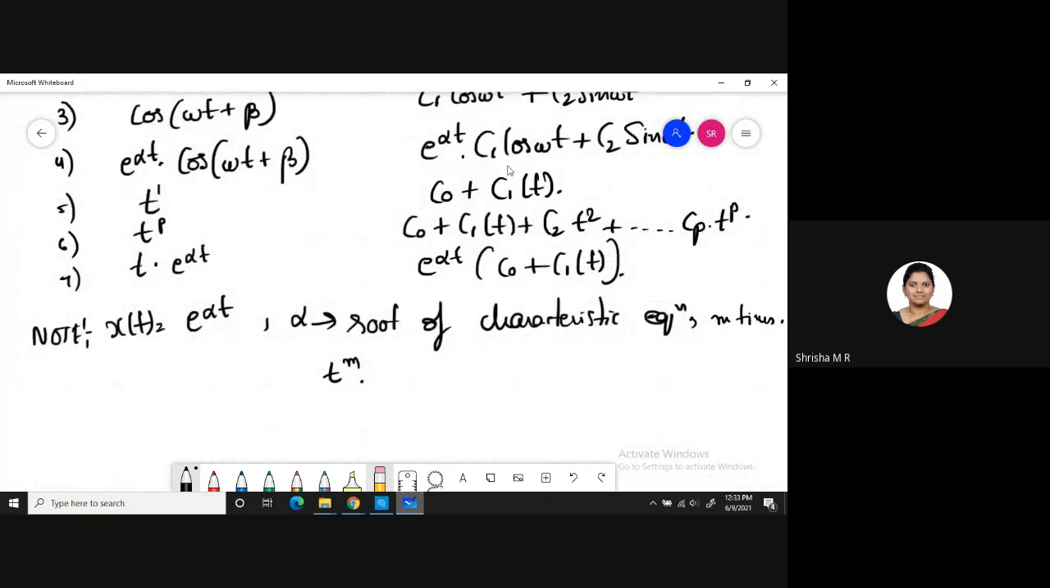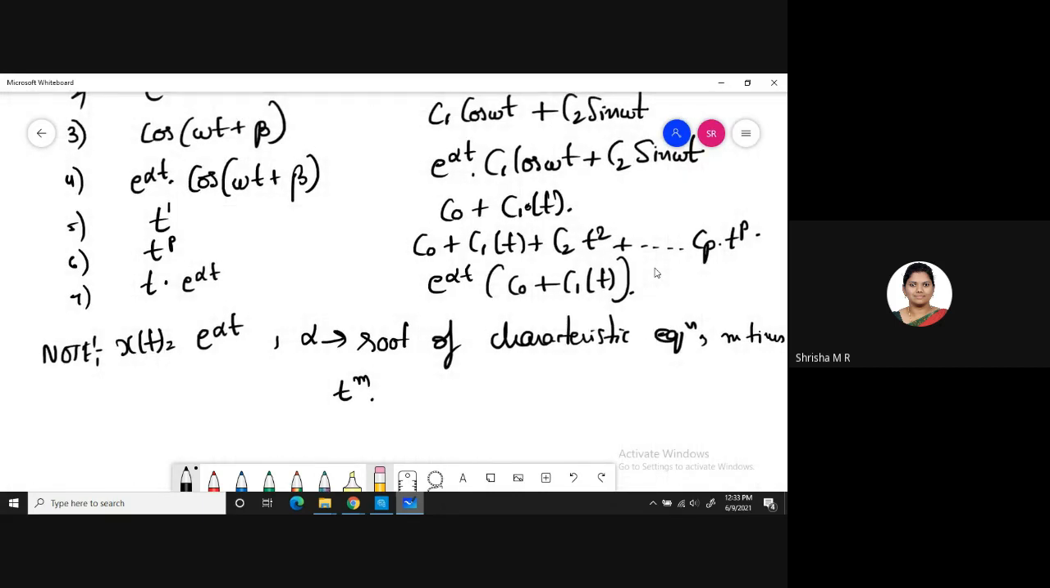Not C1 of t, not a function of C1. So it is C1 into t. Just C1 into t. This is also C1 into t.